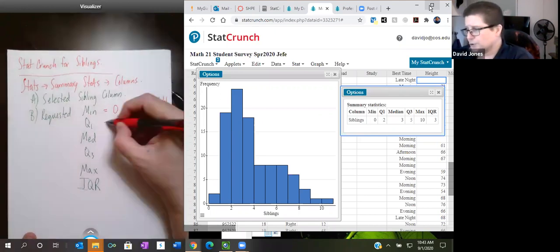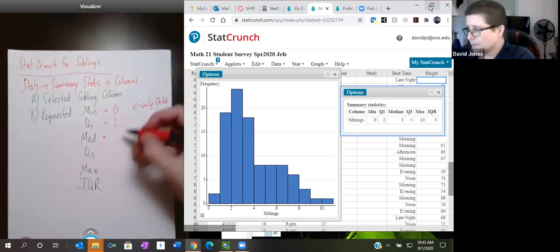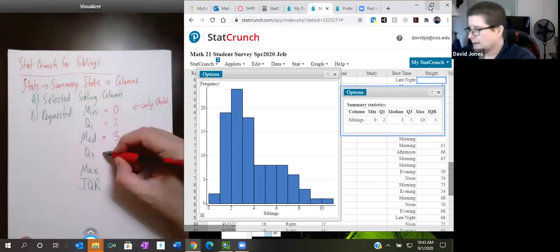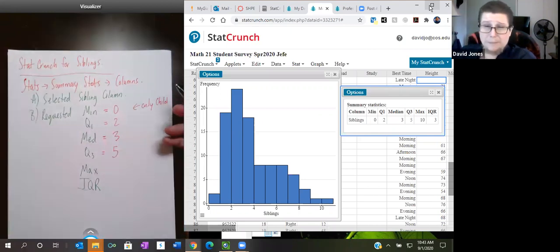Q1 was 2. They had 2 siblings, so there's 3 kids. The median was 3. Q3 was 5. There was a lot. That seems pretty big, doesn't it?